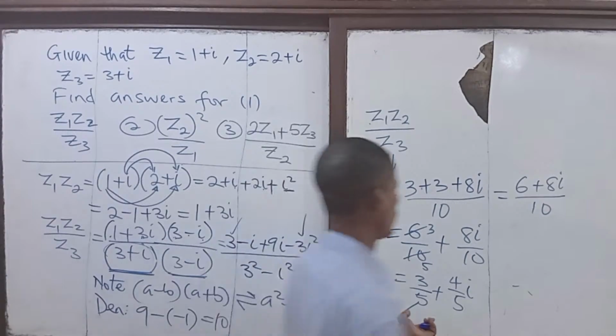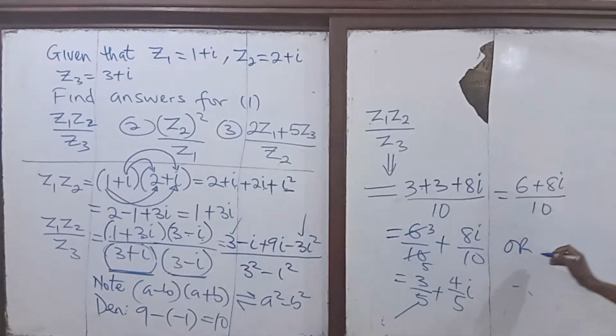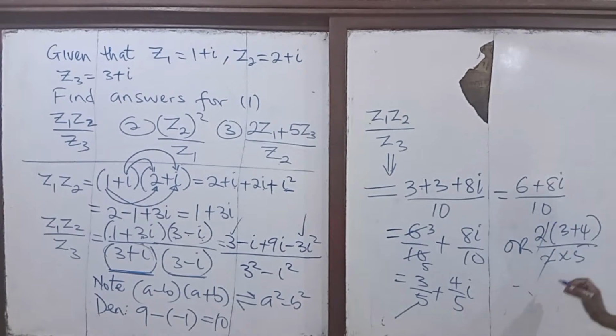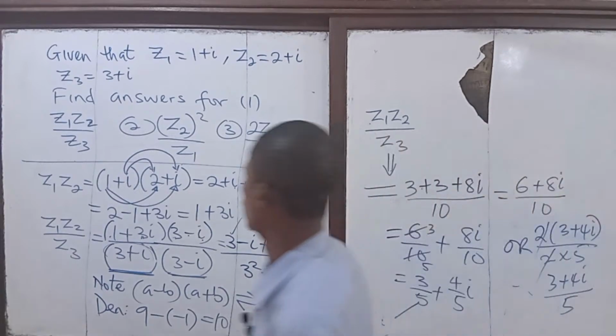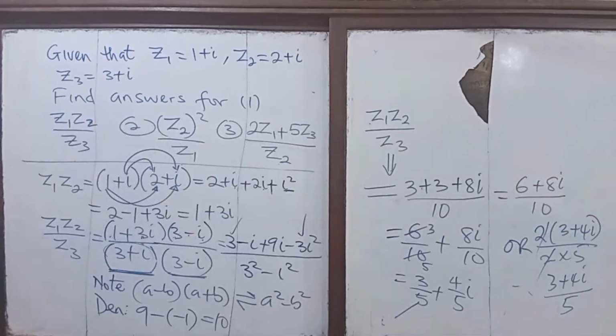And if you don't want to do it this way, you can as well take 2 outside, and that will be 3 plus 4i over 2 times 5. So this one and this one we cancel. Then you have 3 plus 4i over 5. So that's that on the first one.